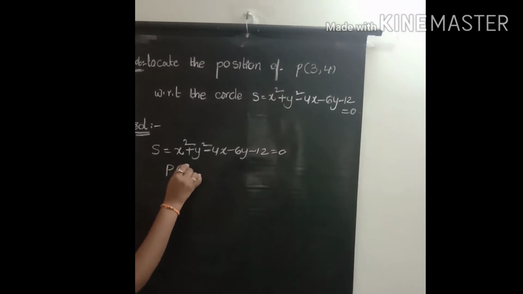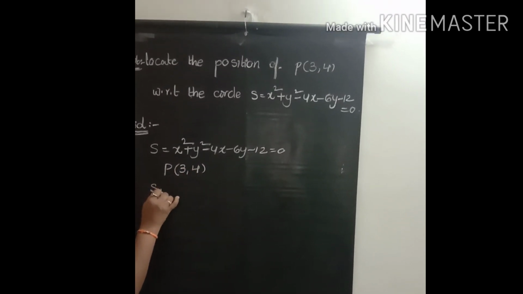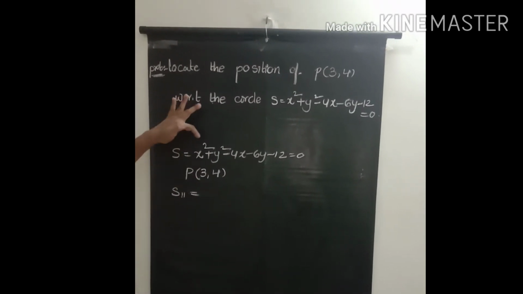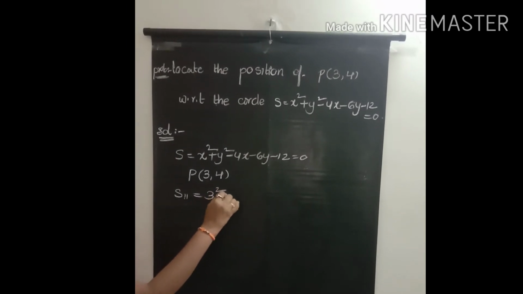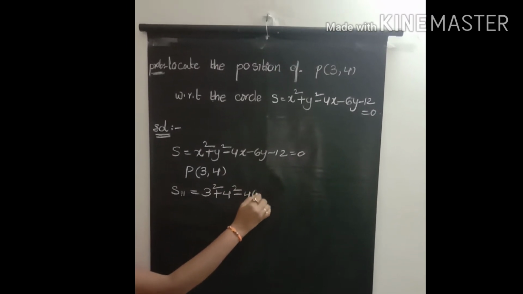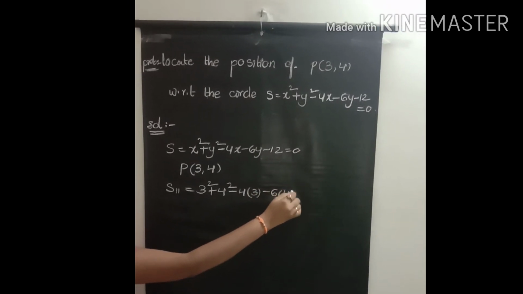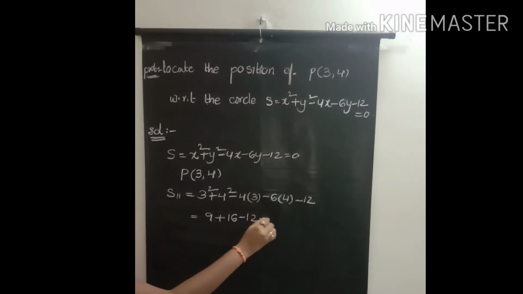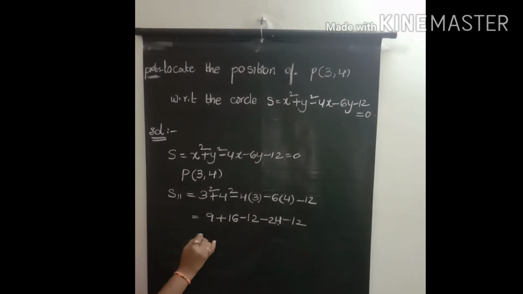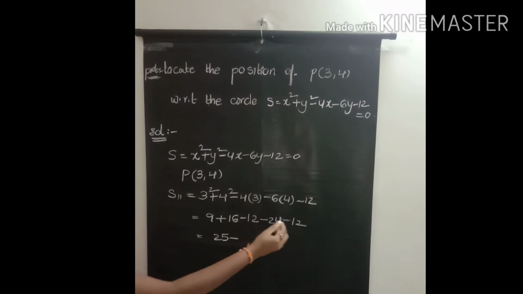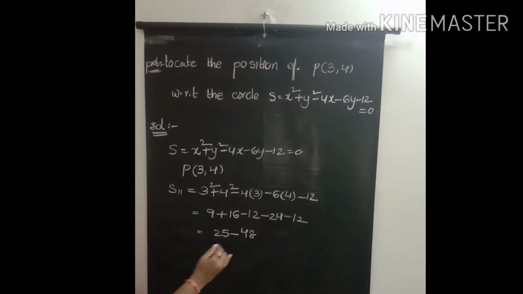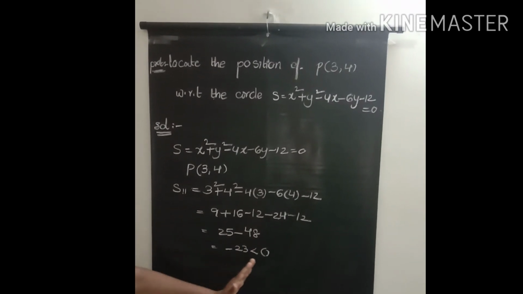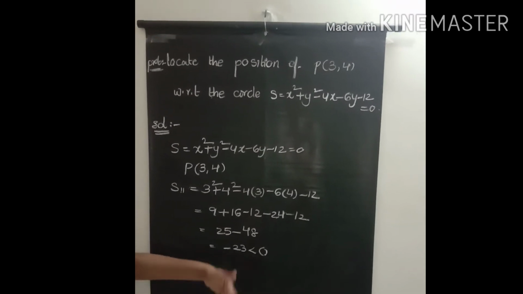Next we are taking the given point P equals (3, 4). First we find the value of S11. S11 is nothing but substituting the given point in the given circle, that is 3 square plus 4 square minus 4 into 3 minus 6 into 4 minus 12, equals 9 plus 16 minus 12 minus 24 minus 12. 9 plus 16 is 25, minus 12, minus 12, minus 24, gives minus 23, which is less than 0. S11 value is minus 23, less than 0, so the point P lies inside of the circle.